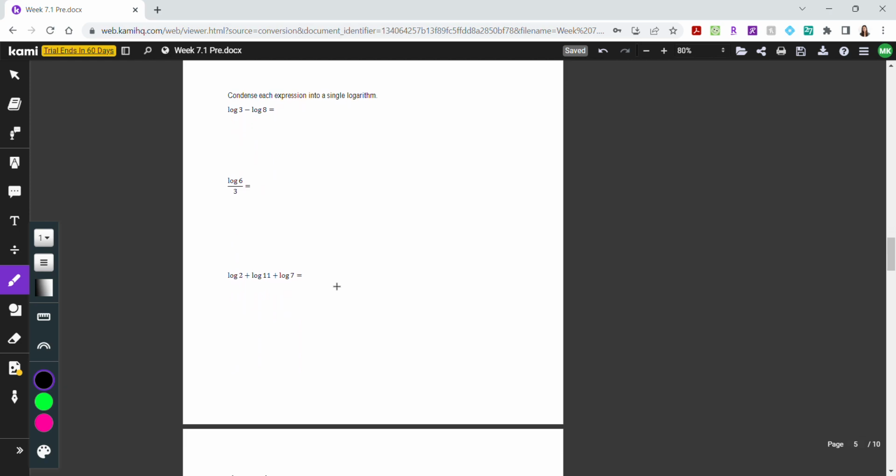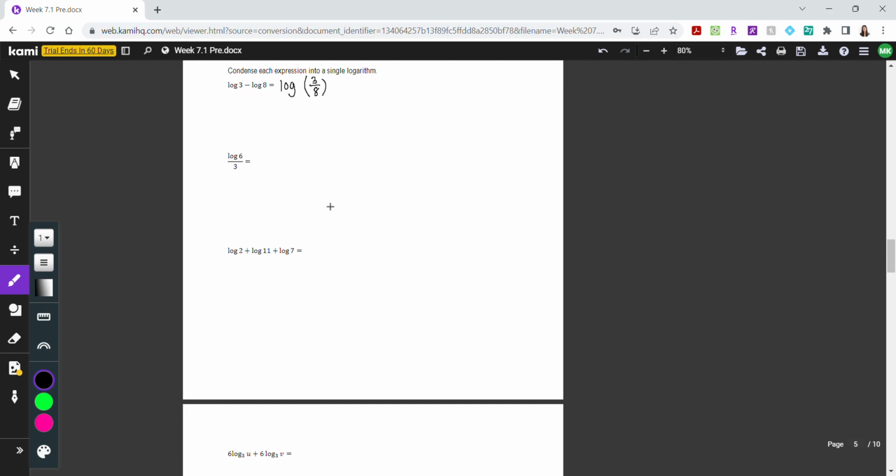Now we're going to go into condensing, where we're going to put it into a single logarithm. So let's look. Minus, when it is subtracting, that means I am going to divide the logarithms, or at least the numbers here are going to be divided with each other. The number that's on the left will be on top, and the number that's on the right will be at the bottom of the fraction. So if I were to write it as a single logarithm, it will be log 3 over 8. And that is it. See how this 3 is at the top and the 8 is at the bottom. So on the left, top, right, bottom. Okay.